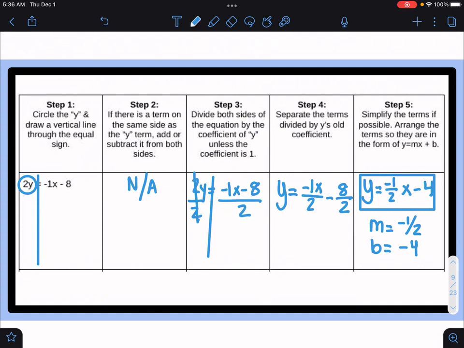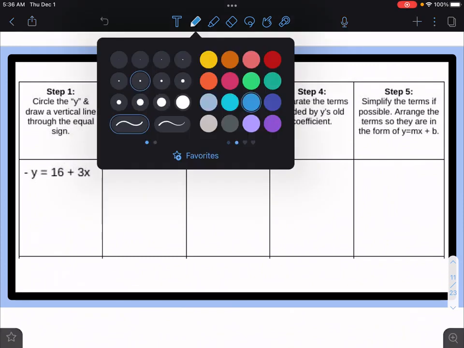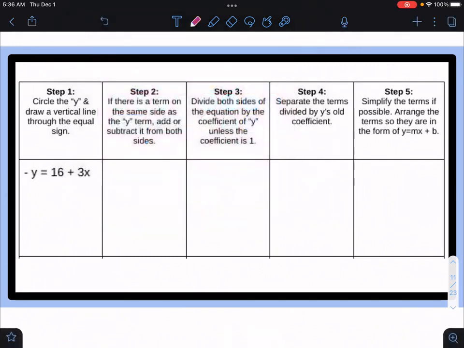Alright, nice job. I want you guys to pause the video and try this one, see what your current understanding of this is. Step 1, circle the y and draw a vertical line through the equal sign. Okay, now, if there is a term on the same side as y, add or subtract it from both sides. There's no term on the same side, there's no constant there, there's no x there. We're good with that part, so we don't have to do that step.